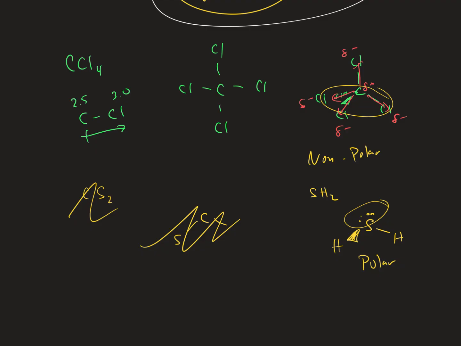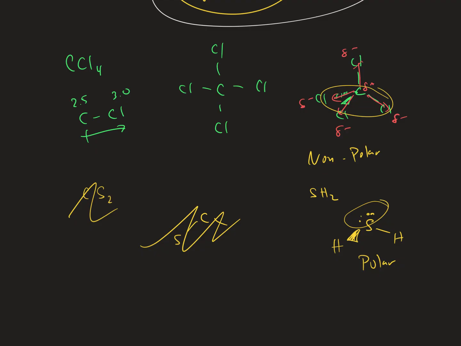Good? So that might save you some steps if you can recognize that it has a lone pair, right? Just draw the Lewis structure and you're done. Okay.